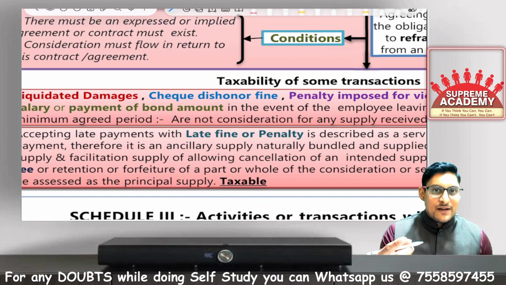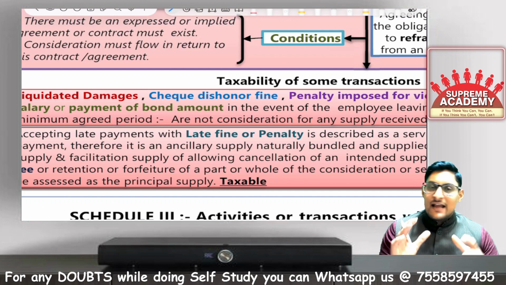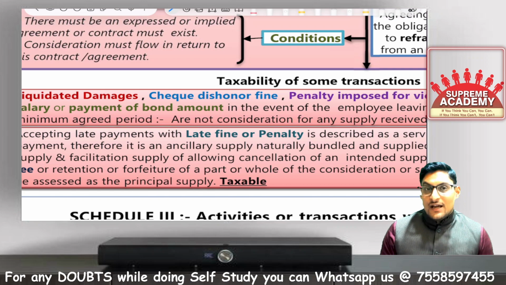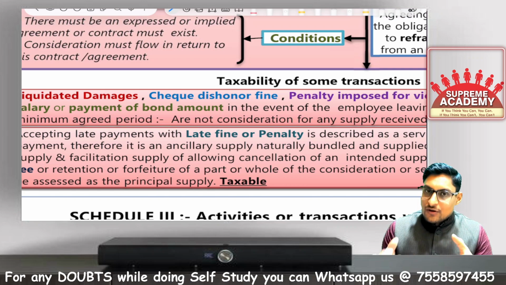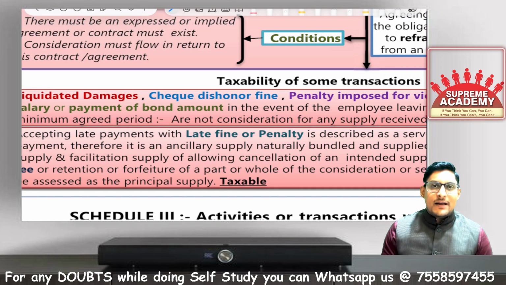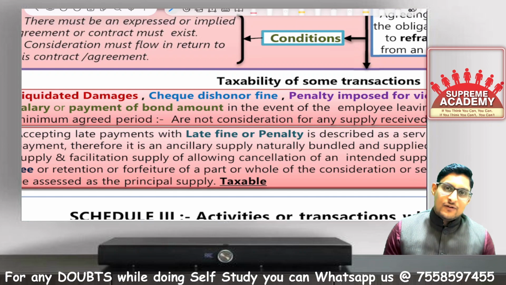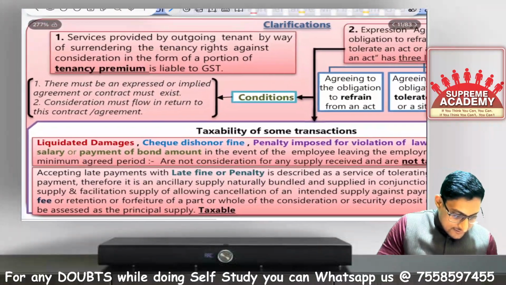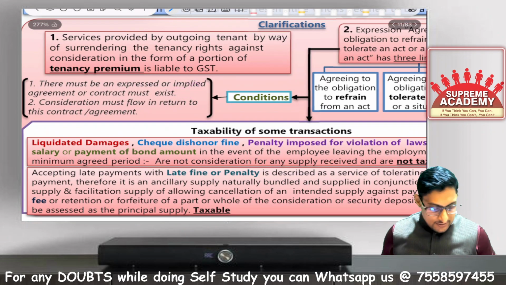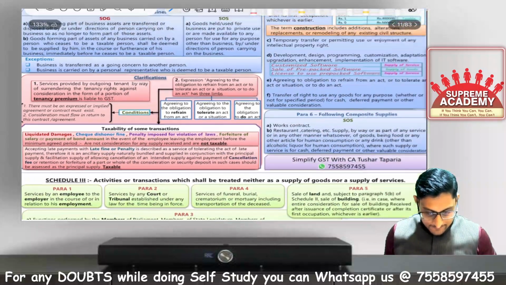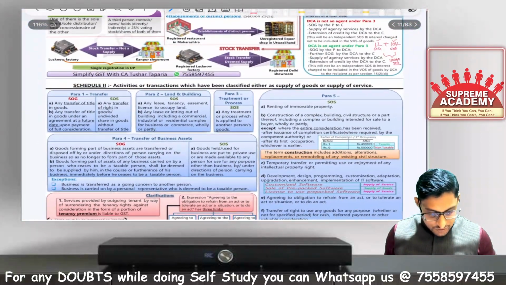It means what? You have expressly or impliedly entered into an agreement or contract with the institute towards the late fee of the examination. Yes, and the consideration of the late fee of the examination is flowing as per that contract or agreement. So, in that case, this late fee or penalty is a supply. Yes, it will be a supply and thus taxable because there is a contract or agreement established. So the main core thing is that there should be a contract or agreement, and consideration must flow in return of this contract or agreement. These are the clarifications, and this is all about Schedule 2.